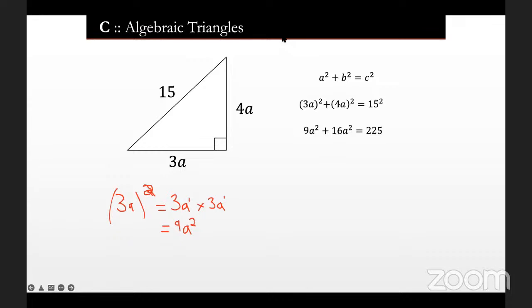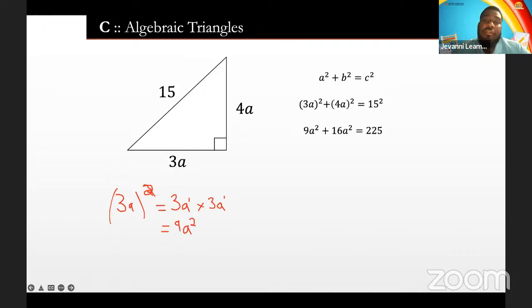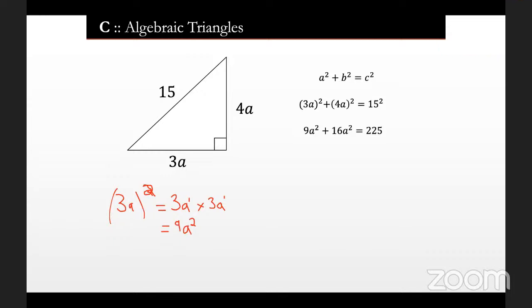So you're saying that if I was multiplying, for example 9a squared times 16a squared, it would be a to the 4th. Yes, perfect. If you're multiplying, you'd get 9 times 16, and then a to the 4th power. But remember that we're adding now, so we need to find something common. Yes, something common, right?